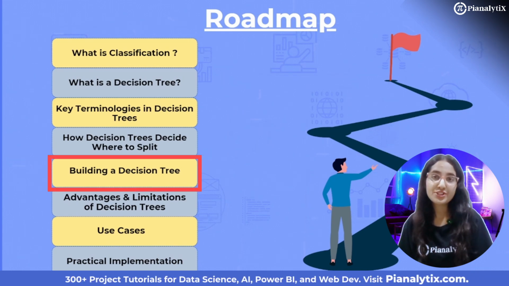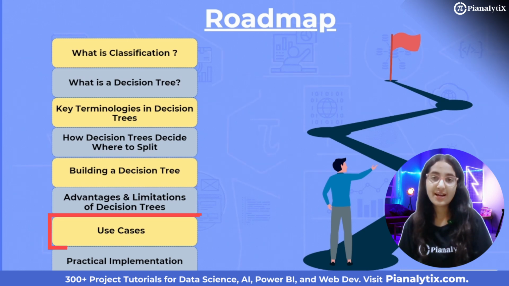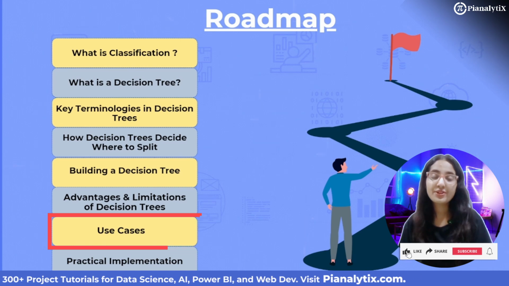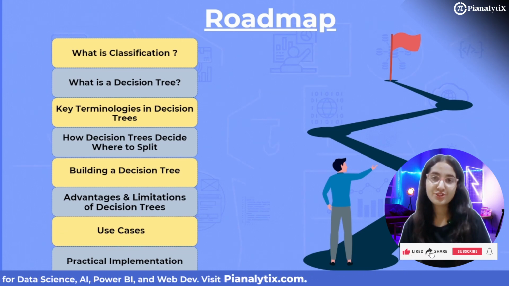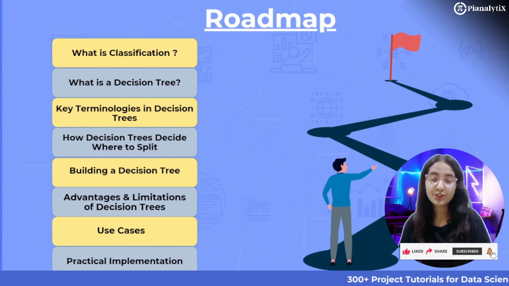Fifth, building a decision tree. Step by step, using an example dataset, we will calculate entropy, Gini impurity, and choose the best split. Sixth, advantages and limitations of decision tree. Seventh, use cases and real world applications of decision tree. Eighth, we'll end by building a decision tree using Python and the scikit-learn library.